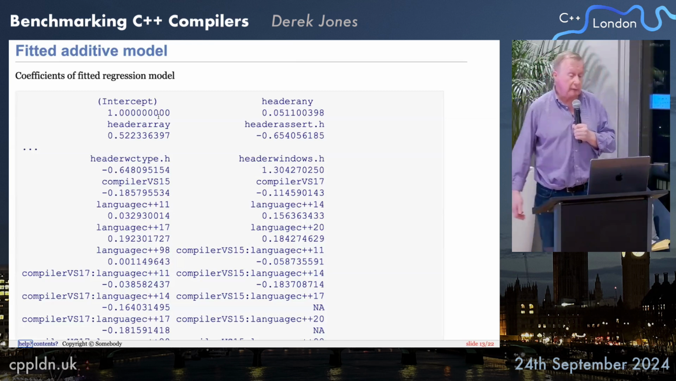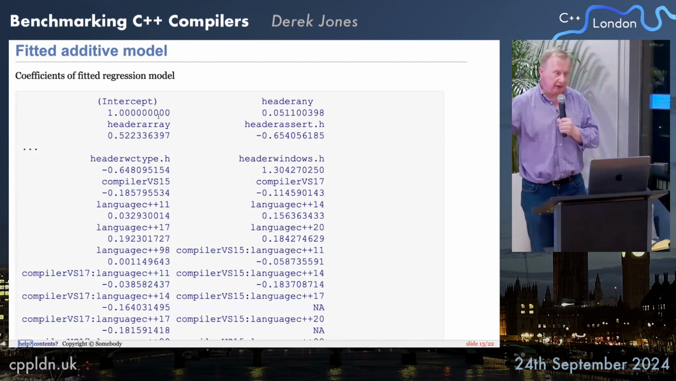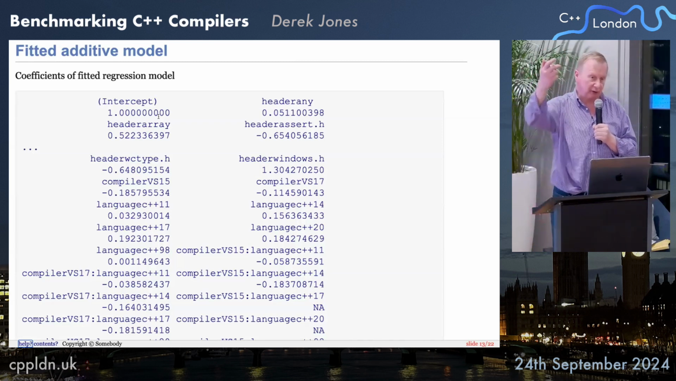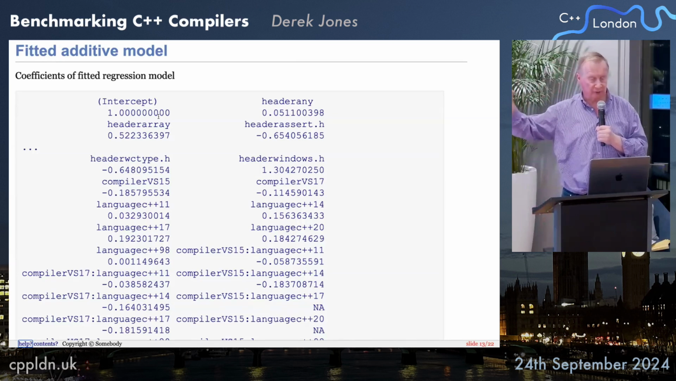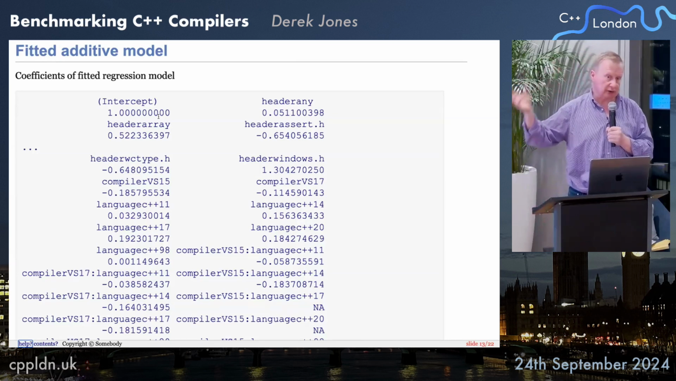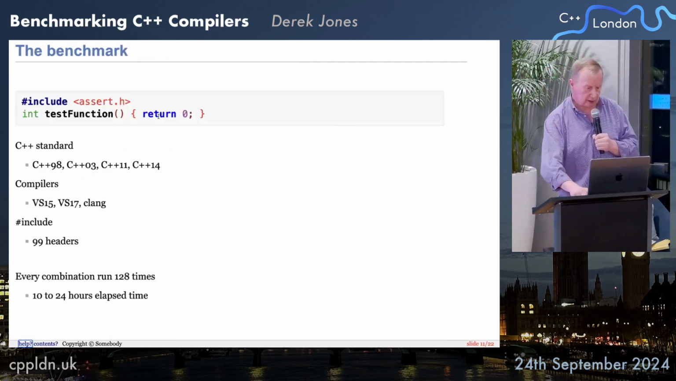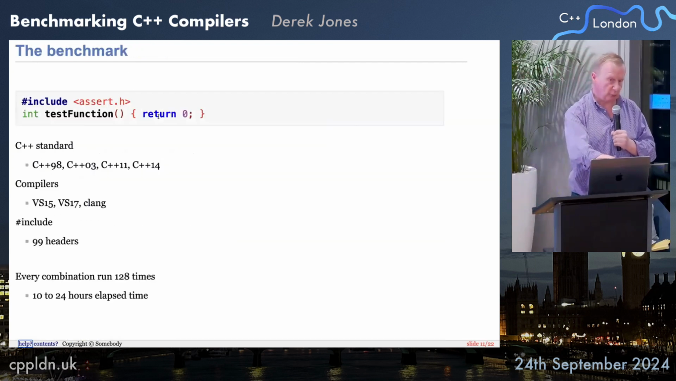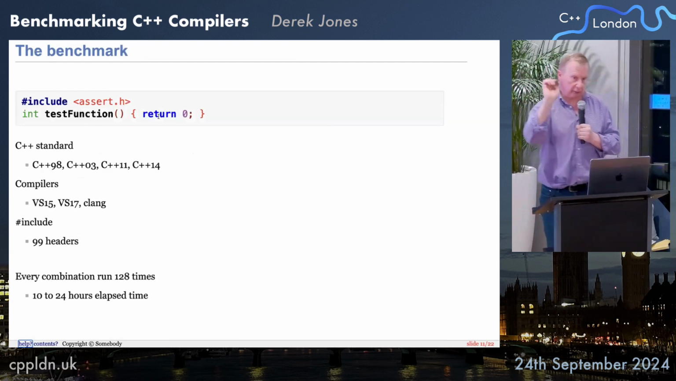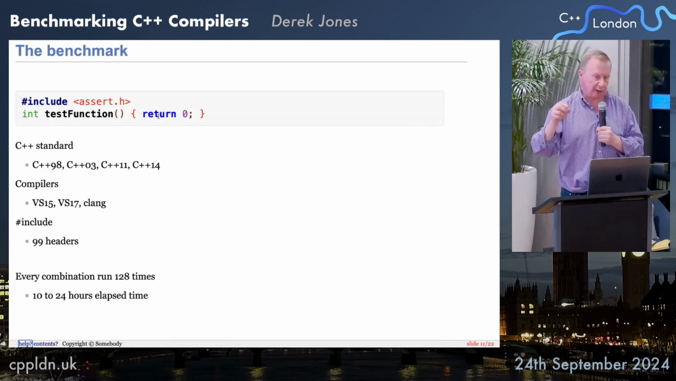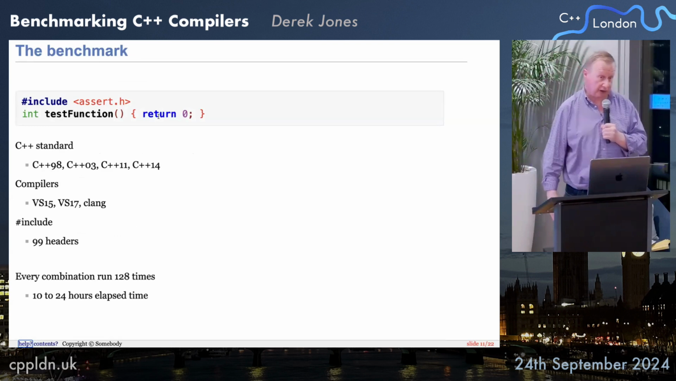Now, in practice, there might be an interaction between headers. If you include one header, it will affect the performance on the other header because macros have been set or various other things are going on. But this is the nice, base, simple way of doing things. Take a header, compile it, measure it. The next step would be to benchmark multiple headers, and then compare the impact of different headers or combinations of headers against the base rate.